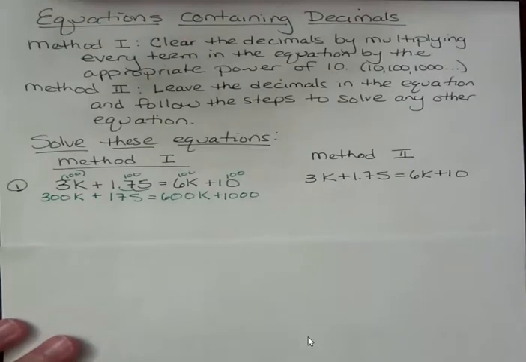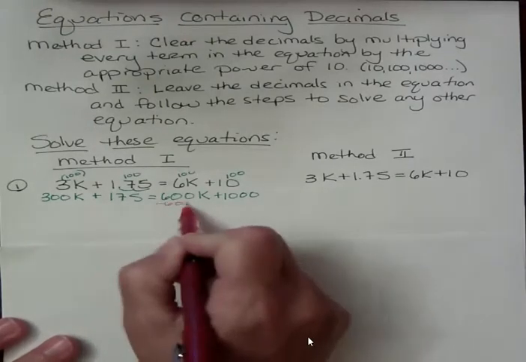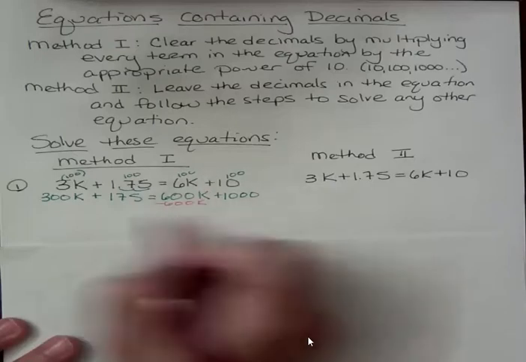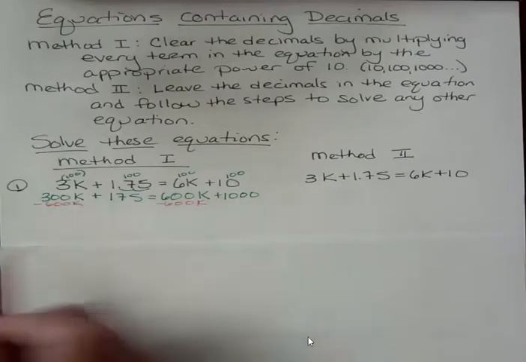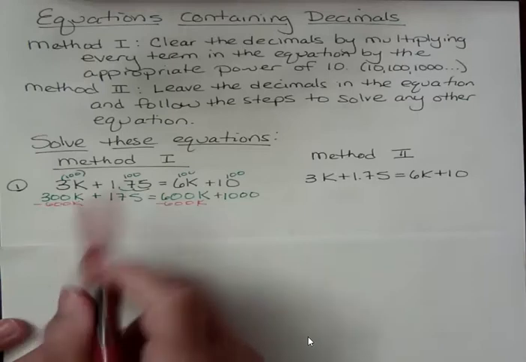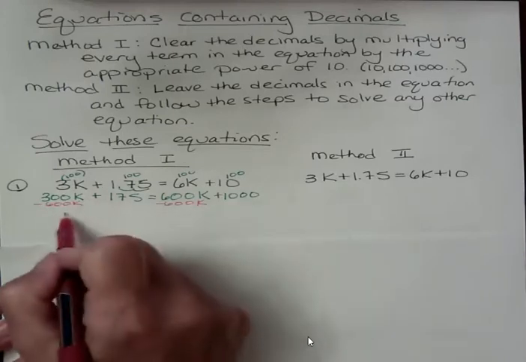Now I'm going to solve that equation by moving the variable terms to one side and the constant terms to the other. Let's say I decide to move the variables to the left. I'm going to get rid of them over here on the right. So I'm going to subtract 600k from both sides. Remember, I'm lining up the like terms. 300 minus 600 is negative 300k.